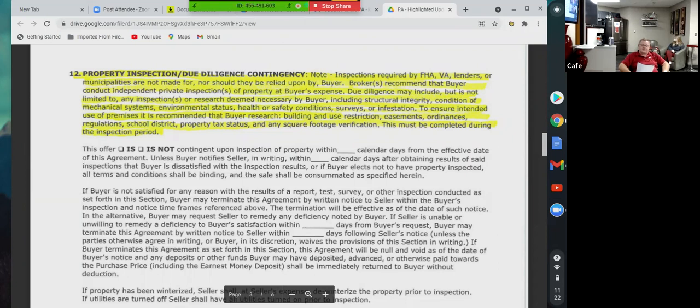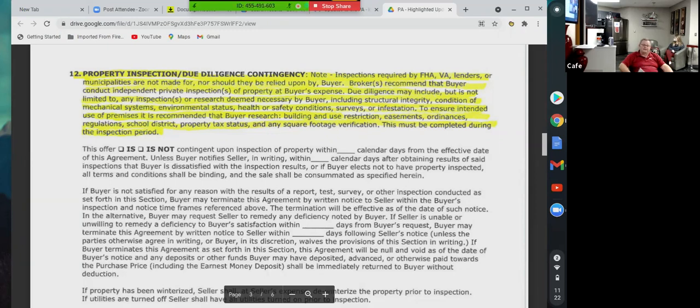Due diligence may include, but is not limited to, any inspections or research deemed necessary by buyer, including structural integrity, condition of the mechanical system, environmental status, health or safety conditions, surveys or infestation. To ensure intended use of premises, recommended that buyers research building and use restrictions, easements and ordinances, regulations, school districts, property tax status, and any square footage verification.